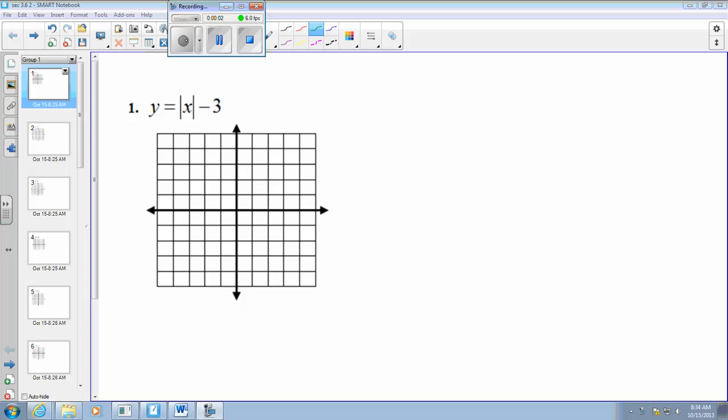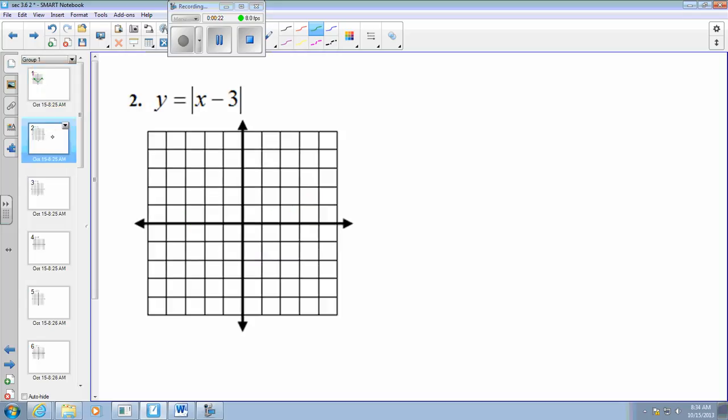Alright, we're going to record our worksheet answers today. If we have the absolute value of x, that's our V shape, move down 3, so we're going to have 1, 2, 3, and our slopes of these lines are 1 and negative 1.